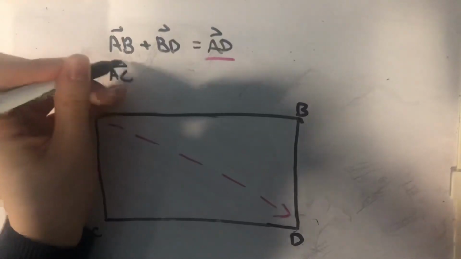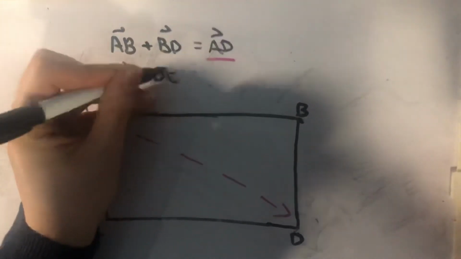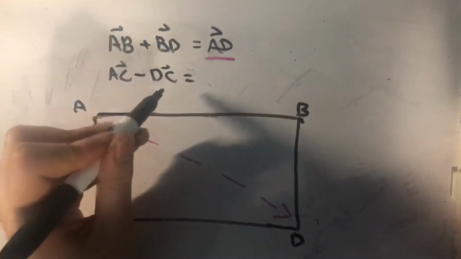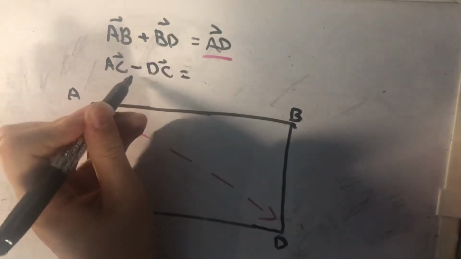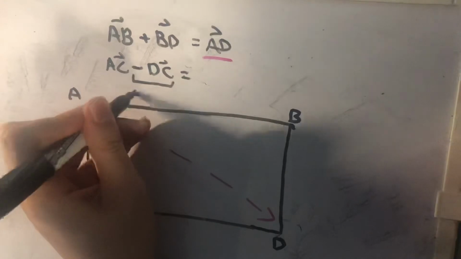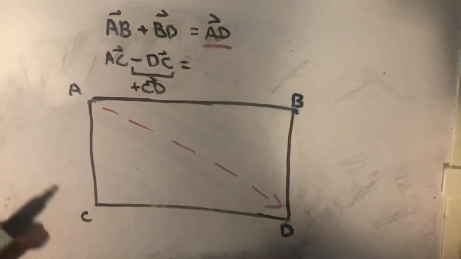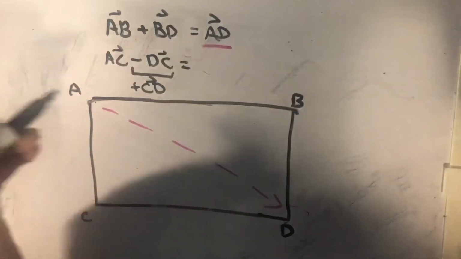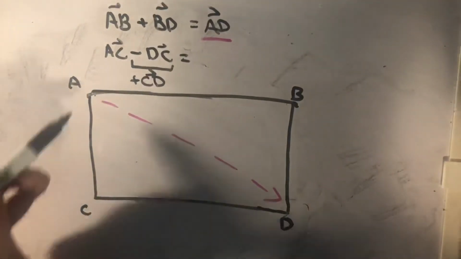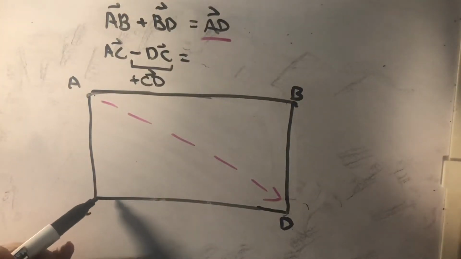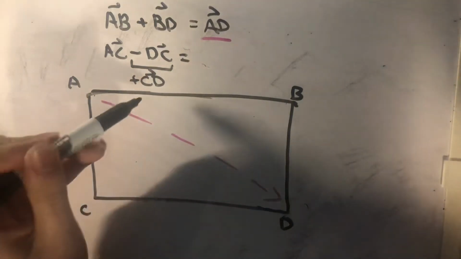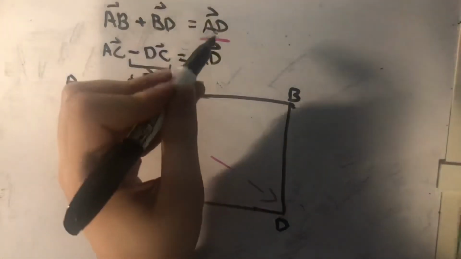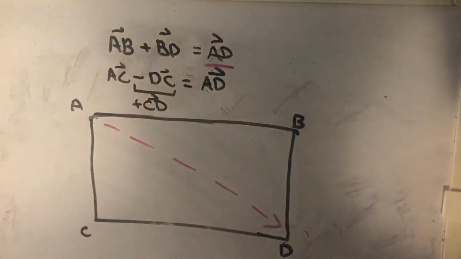Subtraction of vectors with points isn't that much harder. For example, if we had AC minus DC, we know that negative vectors are simply the opposite of their positive version. So we can change this to be positive CD. And then we can just do the process that we did up here again. So AC would be from here to here, and then plus CD, we start at the same point. So CD would be here. So coincidentally, we get the same result as we did for the first question.